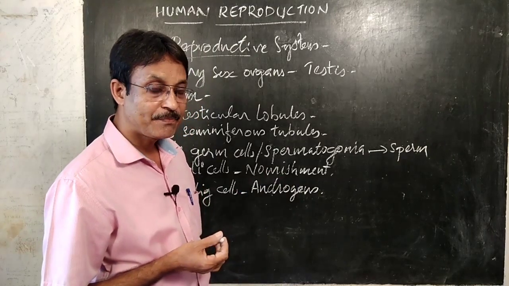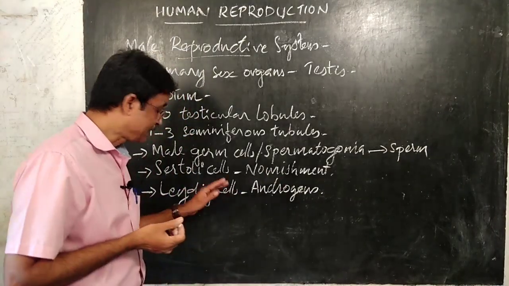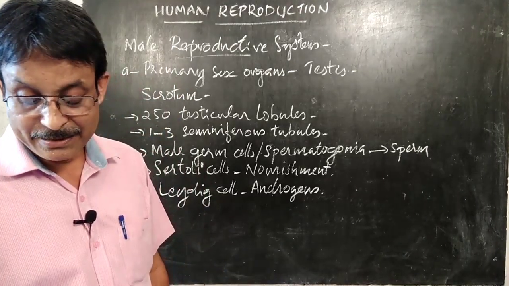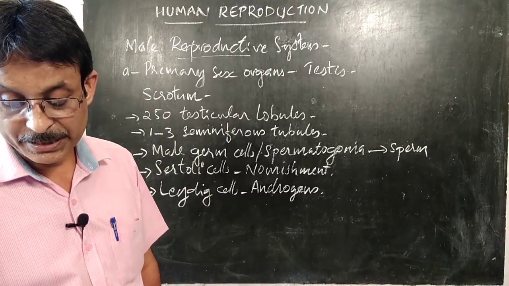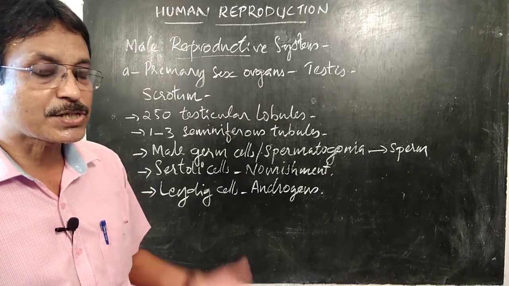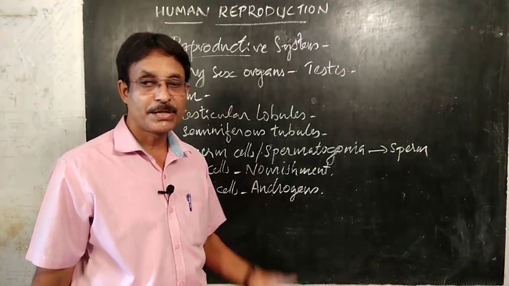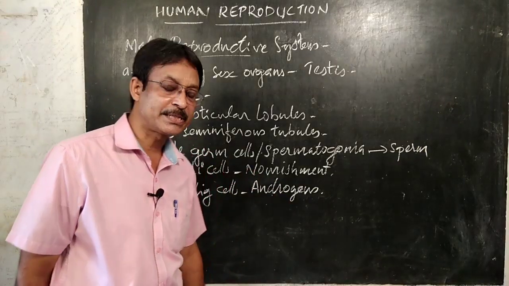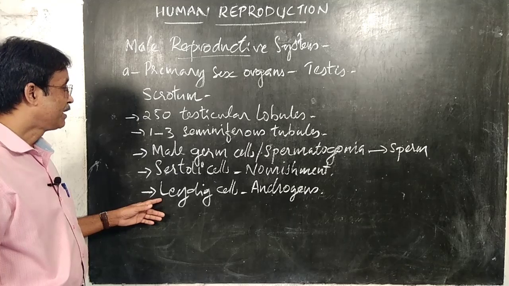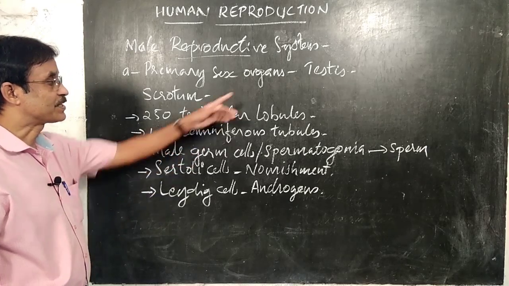And again, in the interstitial space, there is a second type of cells called the immunologically competent cells, the cells which produce immunity. So this is about the testis.